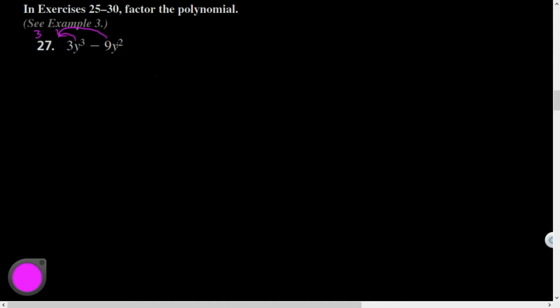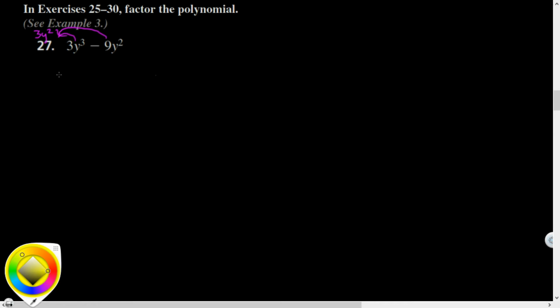And between y cubed and y squared, here I can steal a y squared. I can only steal what the poorest one can afford, right? Y cubed has enough y's for a y squared, but y squared can only afford y squared, so I can't take out more than that.